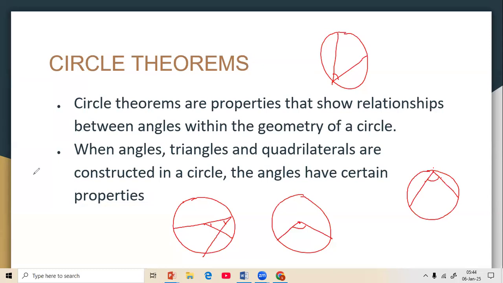Okay. So you can make a simple write-up about circle theorems. When you finish, you let me know.